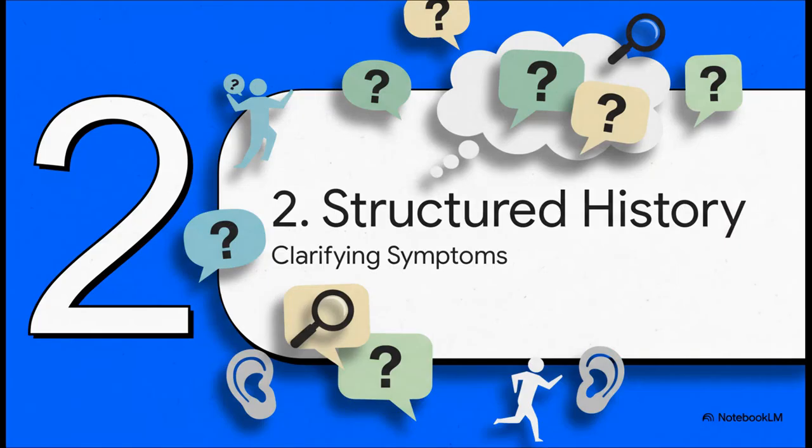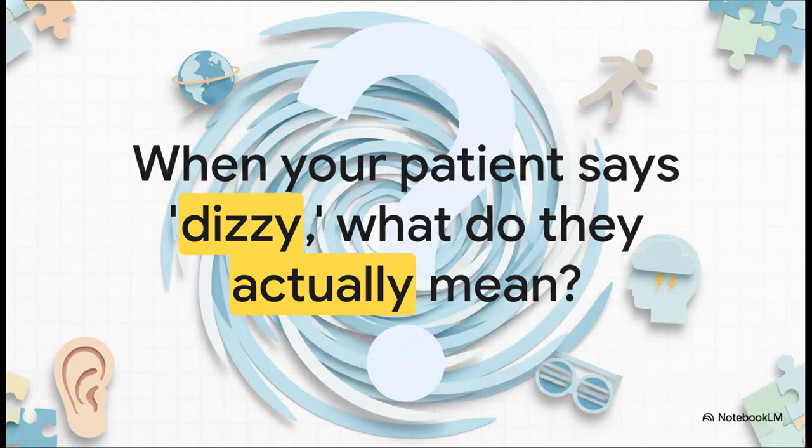Okay, let's move on to Section 2, taking a structured history. Now, the very first thing you need to do here is figure out what on earth the patient actually means by their symptom. And this is probably the most important question of the whole consultation. Dizzy can mean so many different things, right? You absolutely have to get specific here, or you'll be lost.